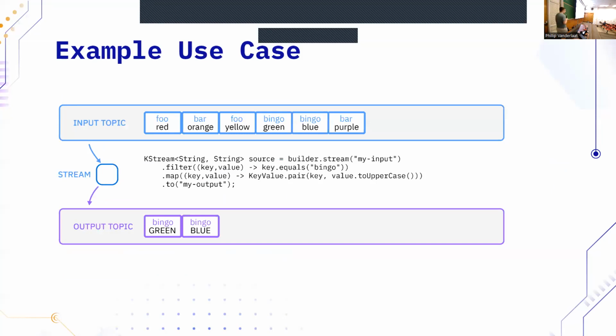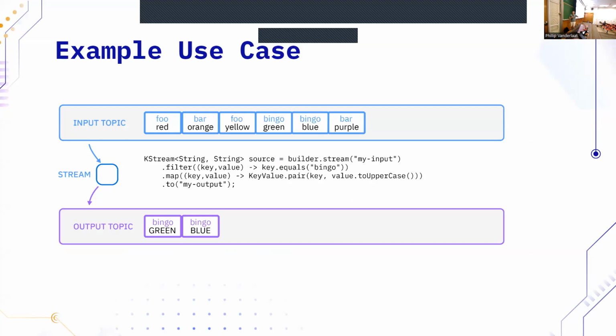So let's say you have this input topic and all this information, and you want to do some filtering. For any record that has a key of bingo, you want to make its value uppercase. This is all in Java, I'm pretty sure. This is all you have to write. So it's relatively simple, 4 lines.